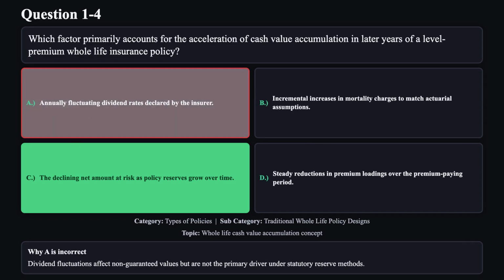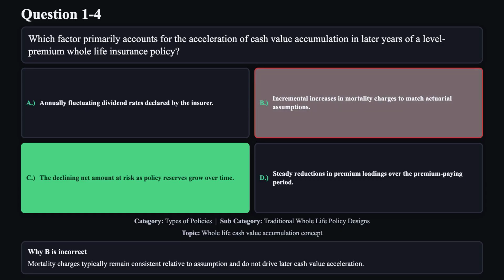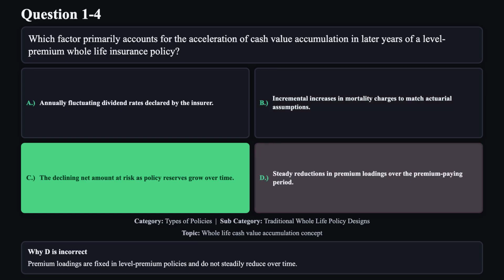Reason A is not correct. Dividend fluctuations affect non-guaranteed values but are not the primary driver under statutory reserve methods. Reason B is not correct. Mortality charges typically remain consistent relative to assumption and do not drive later cash value acceleration. Reason D is not correct. Premium loadings are fixed in level premium policies and do not steadily reduce over time.